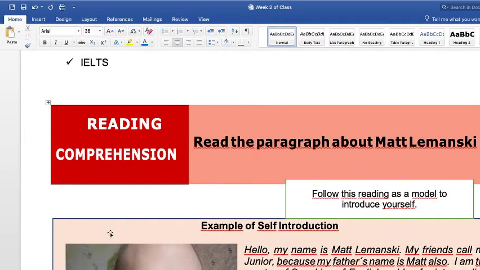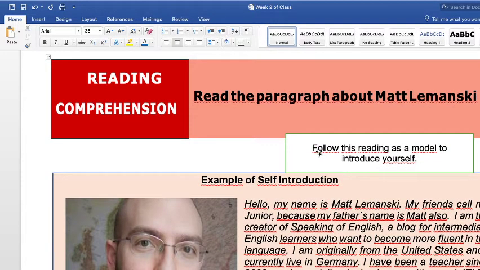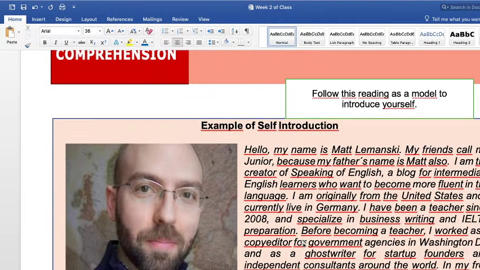Reading. This is important. Reading comprehension. Read the paragraph about Matt Lemansky. Right? Matt Lemansky. This reading is important because here is how this guy, Matt Lemansky, introduces himself. When you are going to introduce yourself, you can use this reading as a model, as a reference, as an example. I'm going to read it so that you have the pronunciation, right?